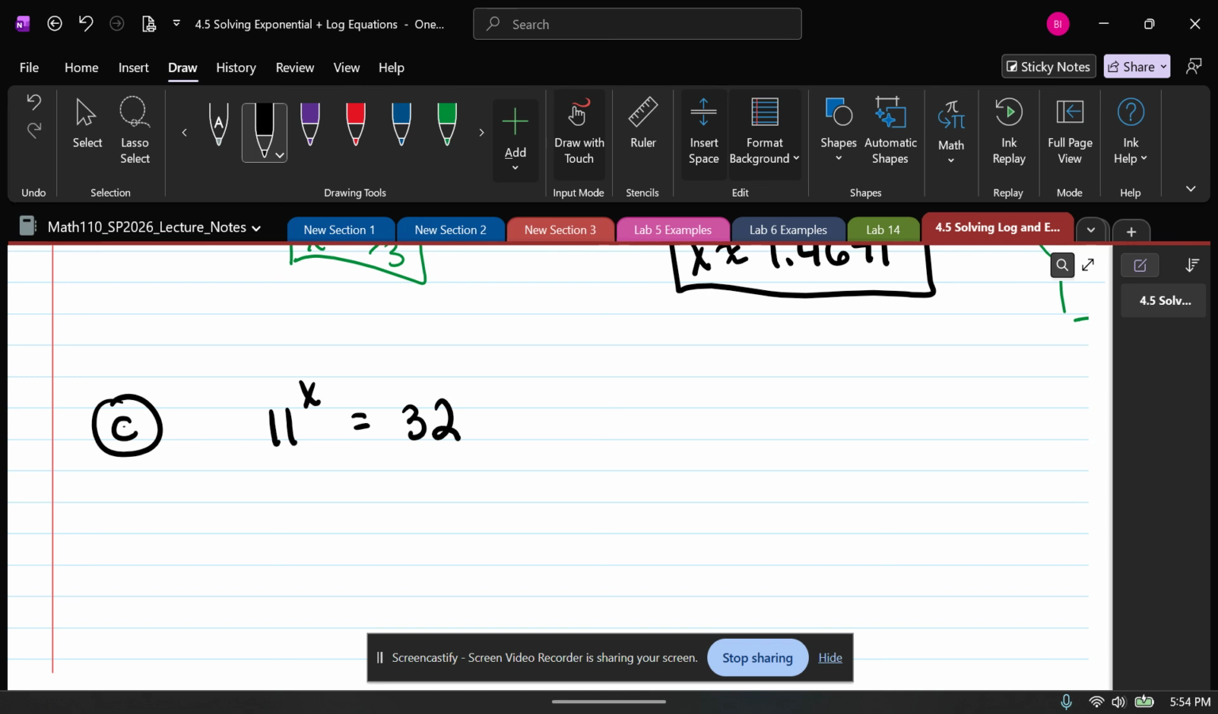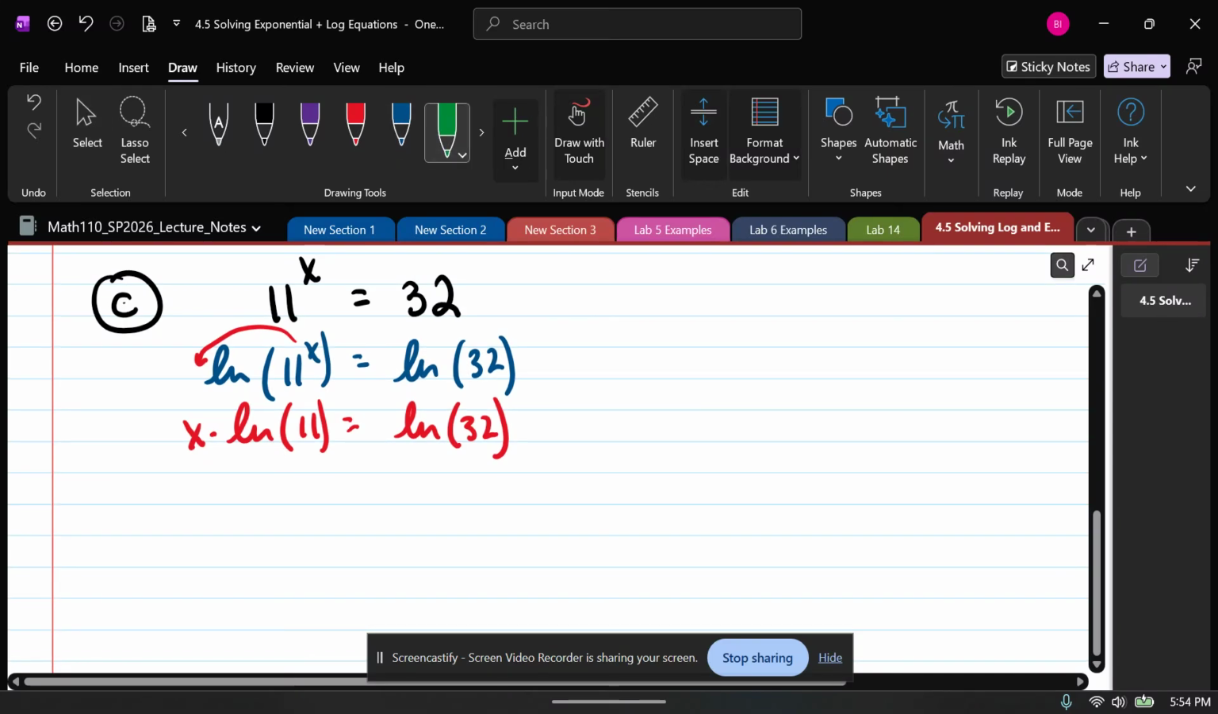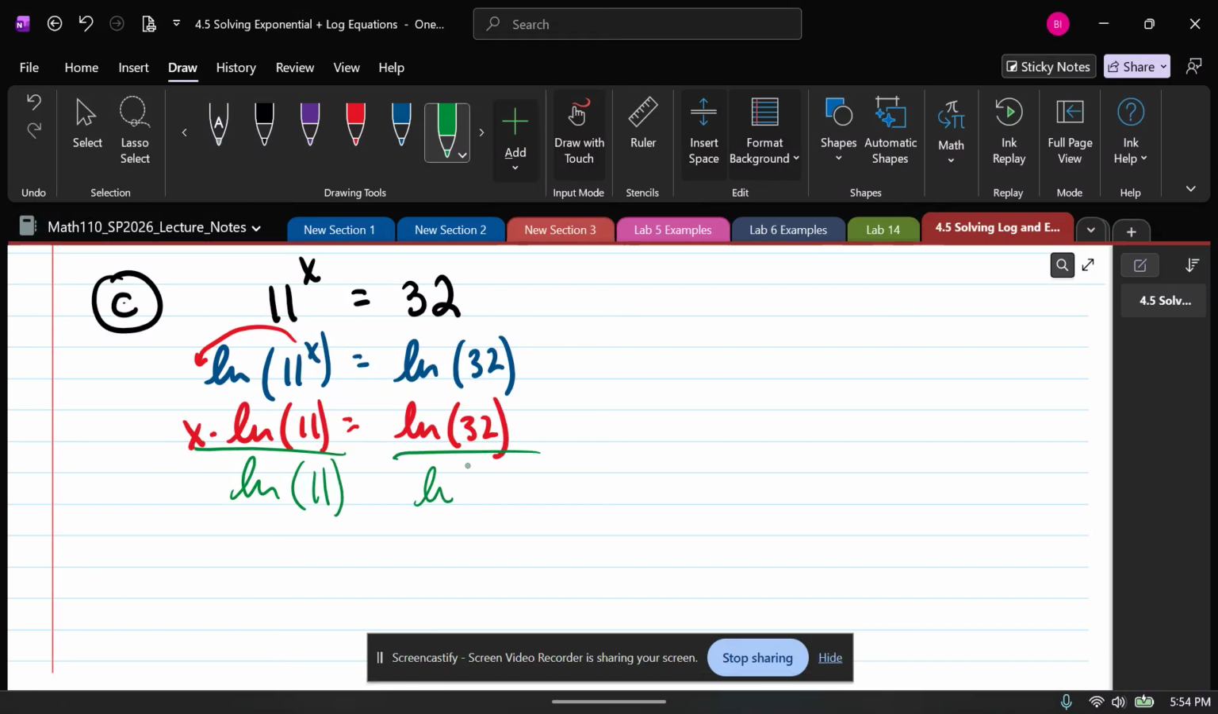Okay, so I'm going to do this one with the natural log, because I know I can't make 32 11 to a power. So I'm going to take the natural log of 11 to the x and the natural log of 32. That x is going to go down to the front. And then I'm just going to divide by that natural log of 11. That's going to be my exact solution.